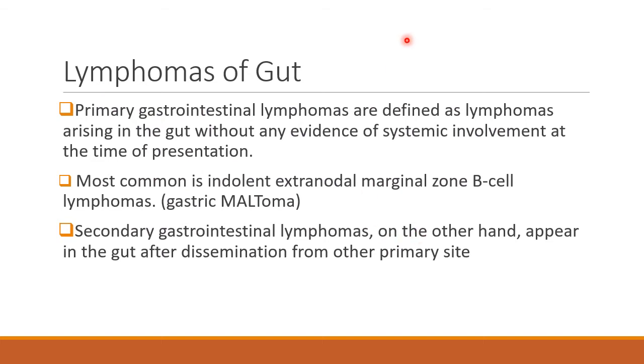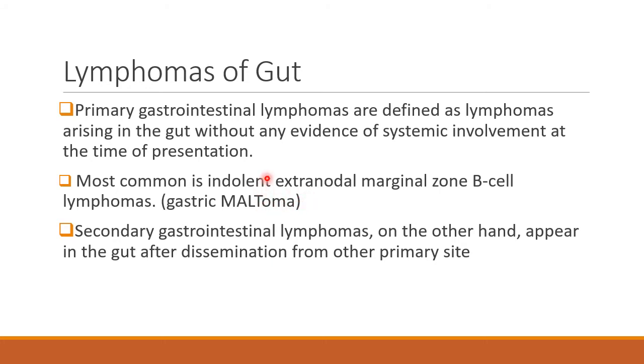So all this is about the gastric adenocarcinoma. Now next is lymphoma of the gut, that is the tumors of the lymphoid tissue. It can be of primary or secondary type. Primary GI lymphomas are defined as lymphoma that arise from the gut without any evidence of systemic involvement at the time of presentation. And they are most commonly indolent extranodal marginal zone B cell lymphoma, also known as the maltomas, because they arise from the mucosa associated lymphoid tissue.